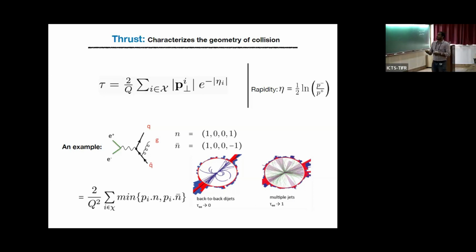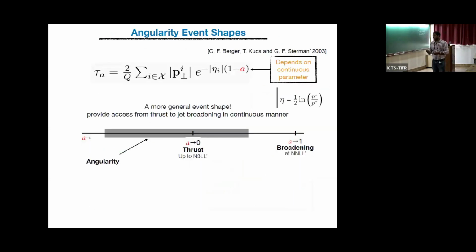If you consider, for the time being, only a q q-bar final state, then this projection will give exactly 0. In other words, if the calculated thrust measurement goes towards 0, then we have a back-to-back jet configuration. If it goes to 1, then we have a multi-jet configuration. In some sense, thrust can give you the geometry of the final state interactions.